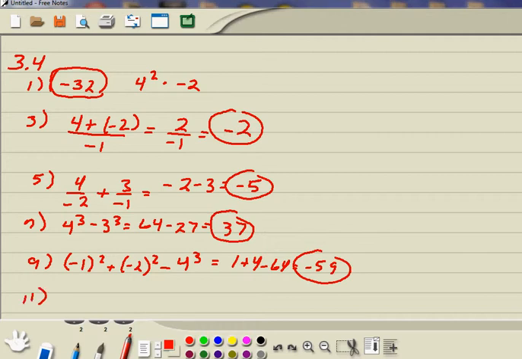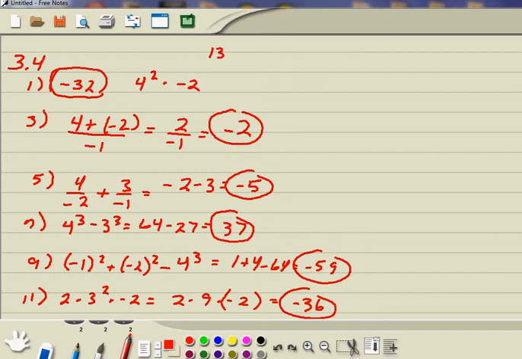Number 11, 2 times 3 squared times a negative 2 equals 2 times 9 times a negative 2. And again, negative 36.